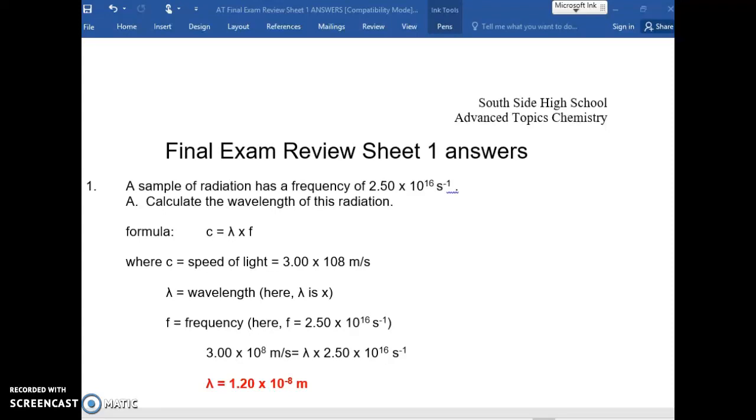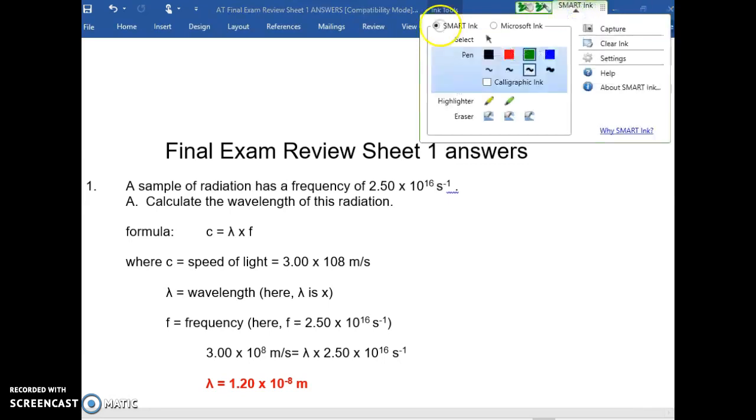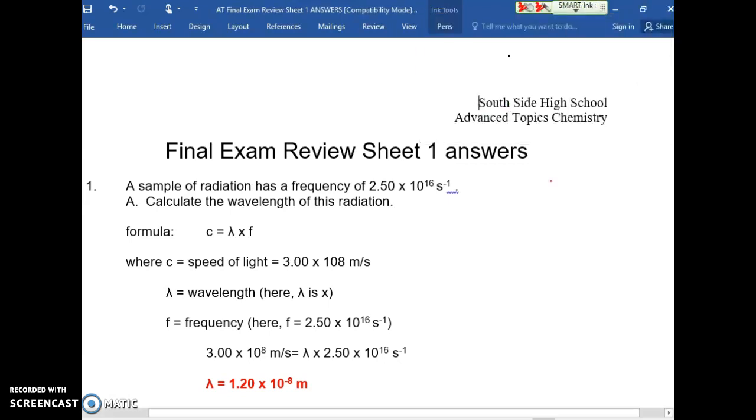Welcome, Advanced Topics students. As promised, here is a review of the process by which we answer the various questions on the review sheet. I'll have one for this first review sheet, reflecting the first half of the year, and one for part two, which of course is on the second half of the year. So let's just dive into it.